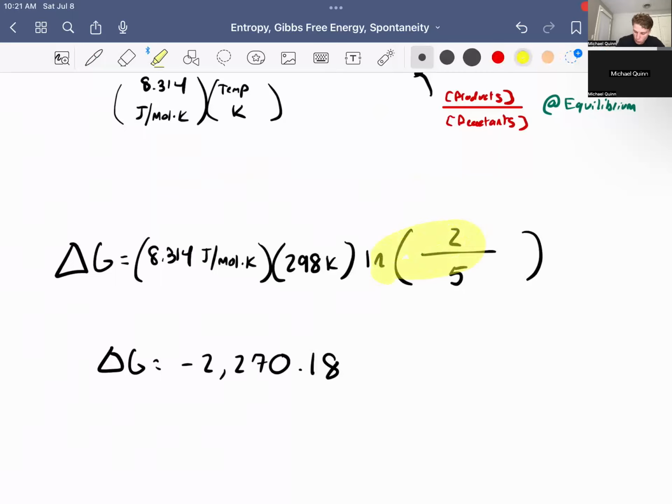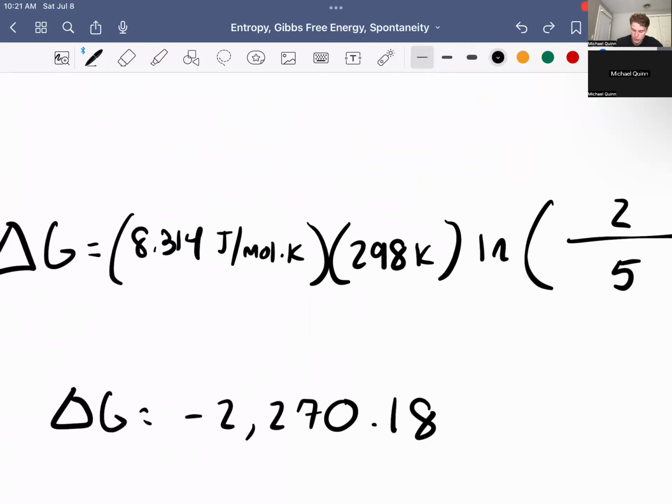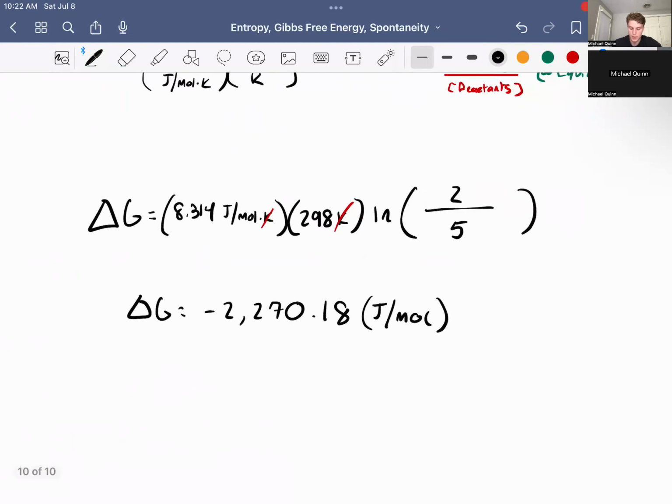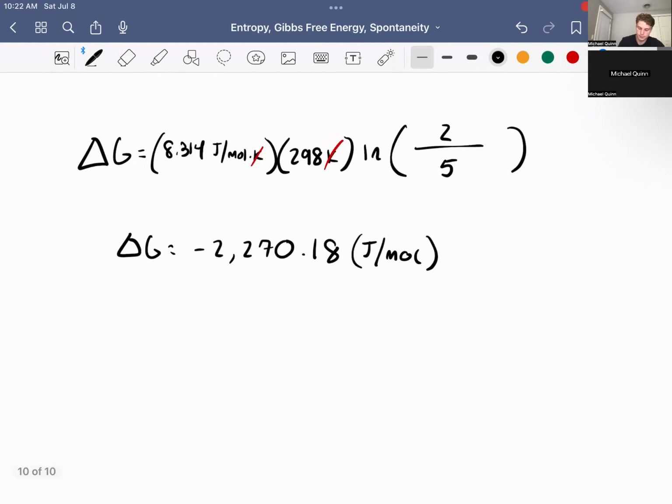Now let's think about our units here. This whole term will be unitless. Q and K do not have a unit. So all we need to do is worry about the units. We're multiplying these two terms together. Joules divided by mole times Kelvin will cancel out our Kelvin, and we will simply be left with joules per mole. So the delta G will be negative in this case.